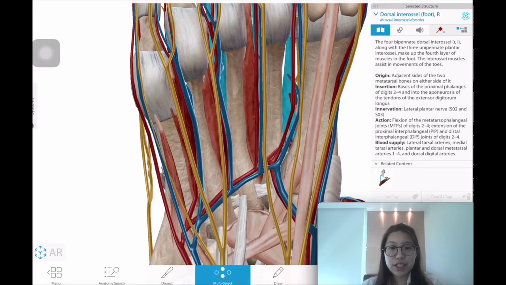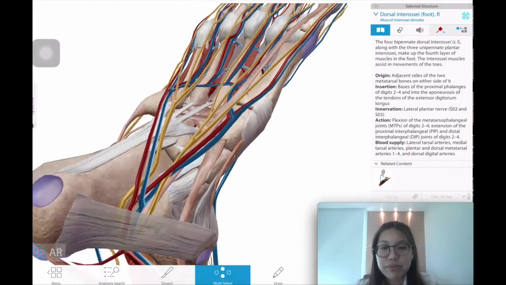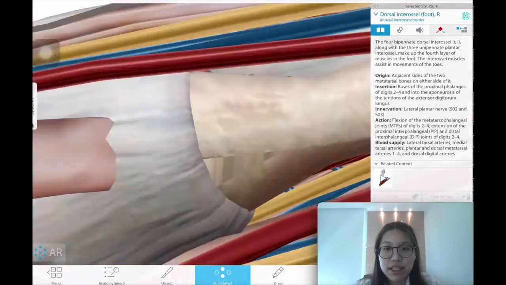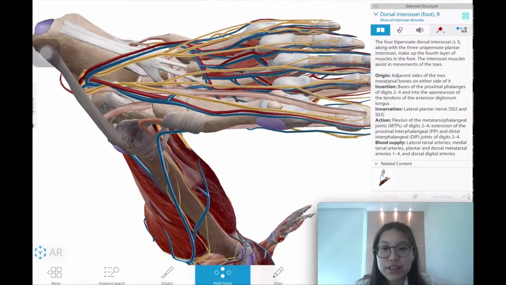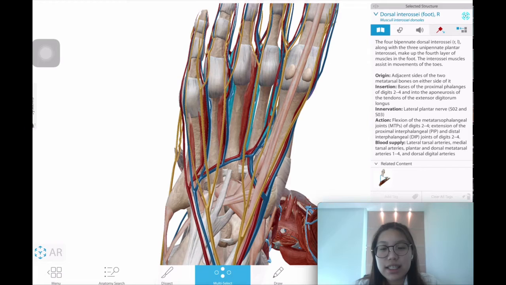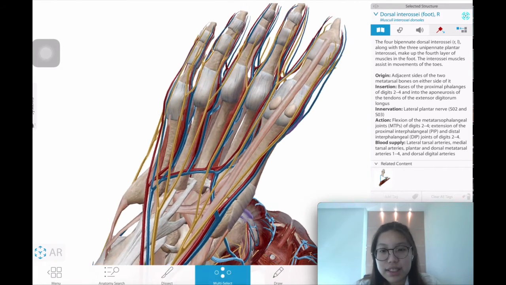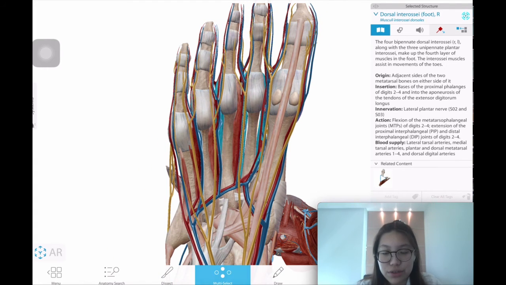This is the dorsal interosseous. They originated at the adjacent sides of the metatarsal bones. The insertion is at the base of the proximal phalanges of digits 2 to 4, and into the aponeurosis of the tendons of extensor digitorum longus. The innervation is the lateral plantar nerve, and the action is to flex the metatarsophalangeal joints of digits 2 to 4, and to extend the proximal interphalangeal and distal interphalangeal joints.